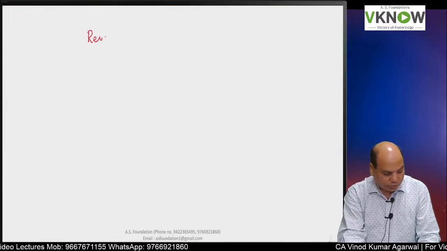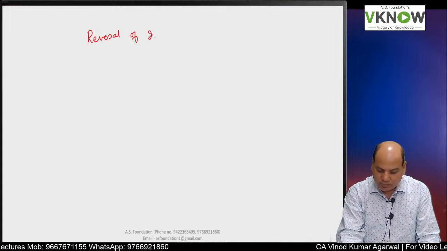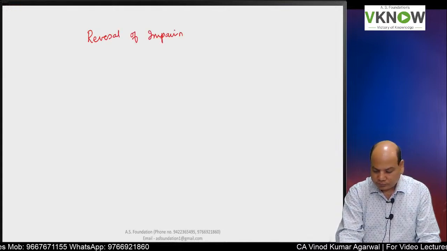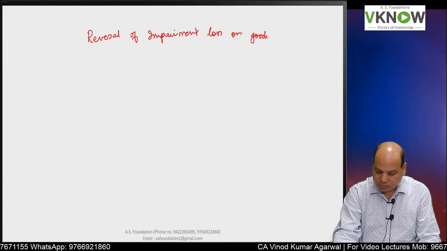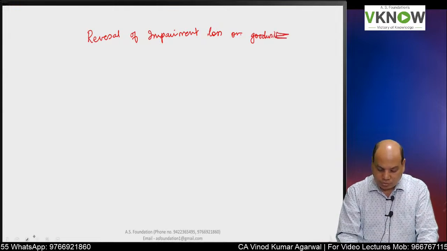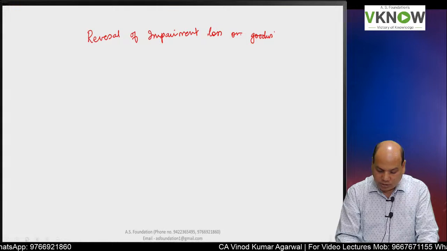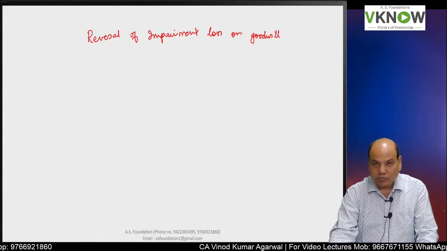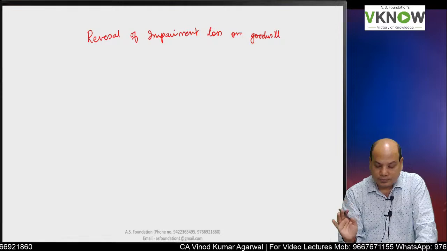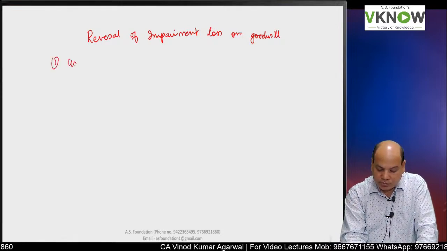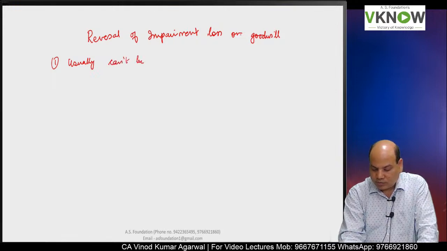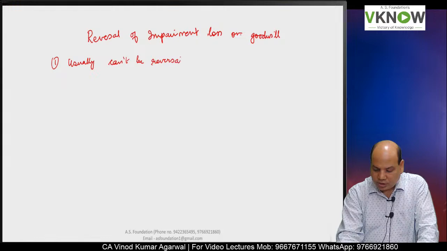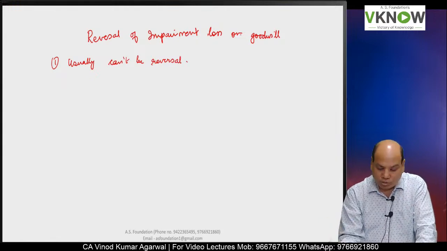Now next, paragraph number 26, reversal of impairment loss on goodwill. You have to remember that impairment loss on goodwill usually cannot be reversed. First principle is that it usually can't be reversed, as it will amount to self-generated goodwill.